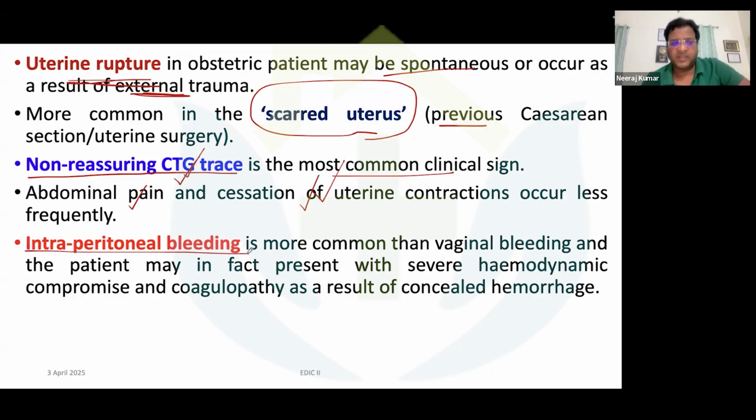Here, the patient will present with intraperitoneal bleeding, and it is more common than vaginal bleeding. So this is an important aspect which may be helpful in differentiating the two causes, uterine rupture from placental abruption. Here in fact the vaginal bleeding is less, and the patient will present with severe hemodynamic compromise and coagulopathy as a result of concealed hemorrhage. So it may be more difficult to diagnose because of that concealed hemorrhage, and when the patient presents to you, the patient may already be in a state of severe coagulopathy or severe hemodynamic derangement.